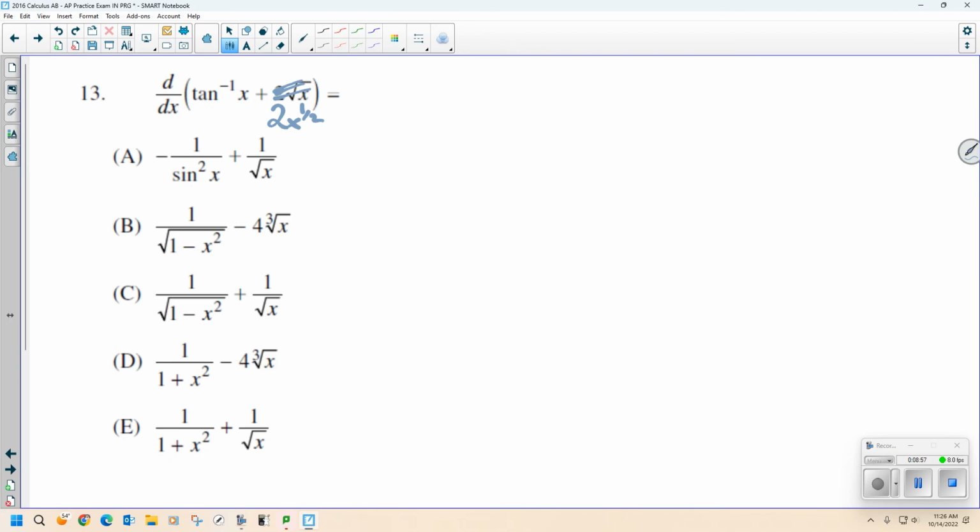You need to remember your rule for the derivative of inverse tan. It is 1 over 1 plus whatever is here squared. So that's x squared. Right? Plus the derivative of 2x to the 1/2. The exponent comes down, and I multiply a half times 2. That just gives me 1. Okay? I have my 1x, but then I got to subtract 1 from the exponent. If I have a half, I subtract 1, it becomes negative 1/2.